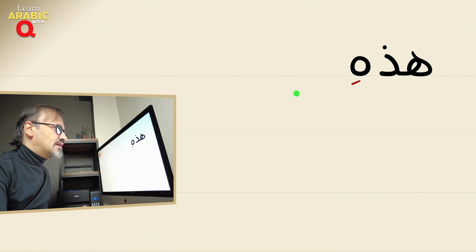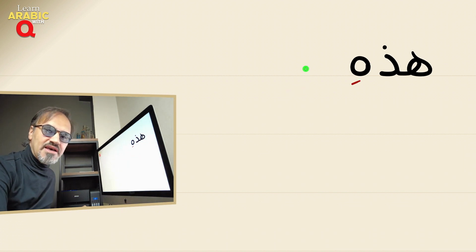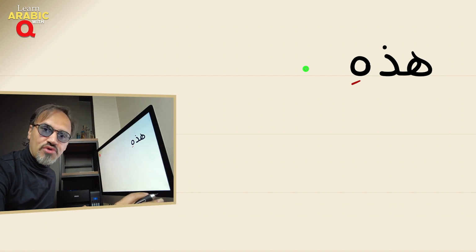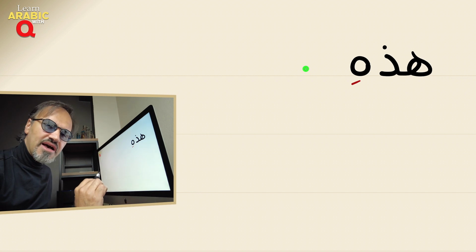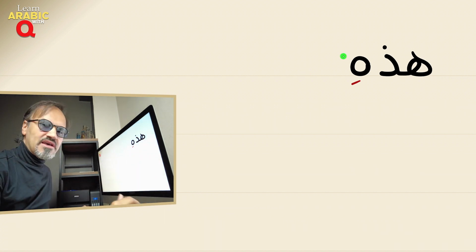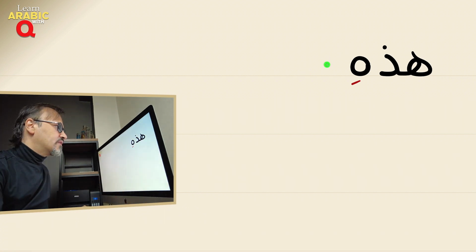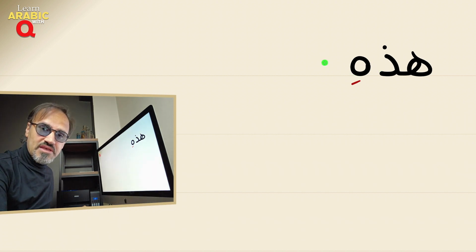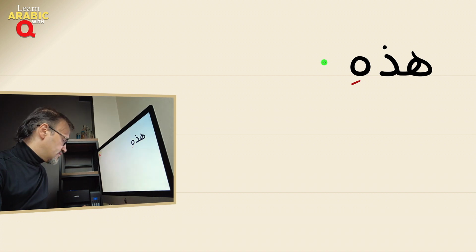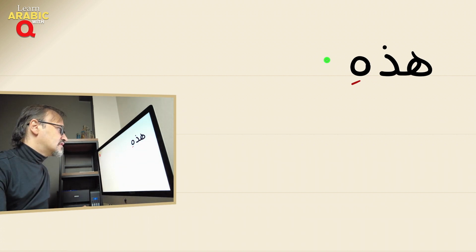This is it. هذه. If I was saying هذه, then you would put a proper ya letter at the end. But this is هذه. It's just a little kind of e at the end. Okay? Now, we're going to use the word for car. هذه سيارة. Okay, let's write سيارة.